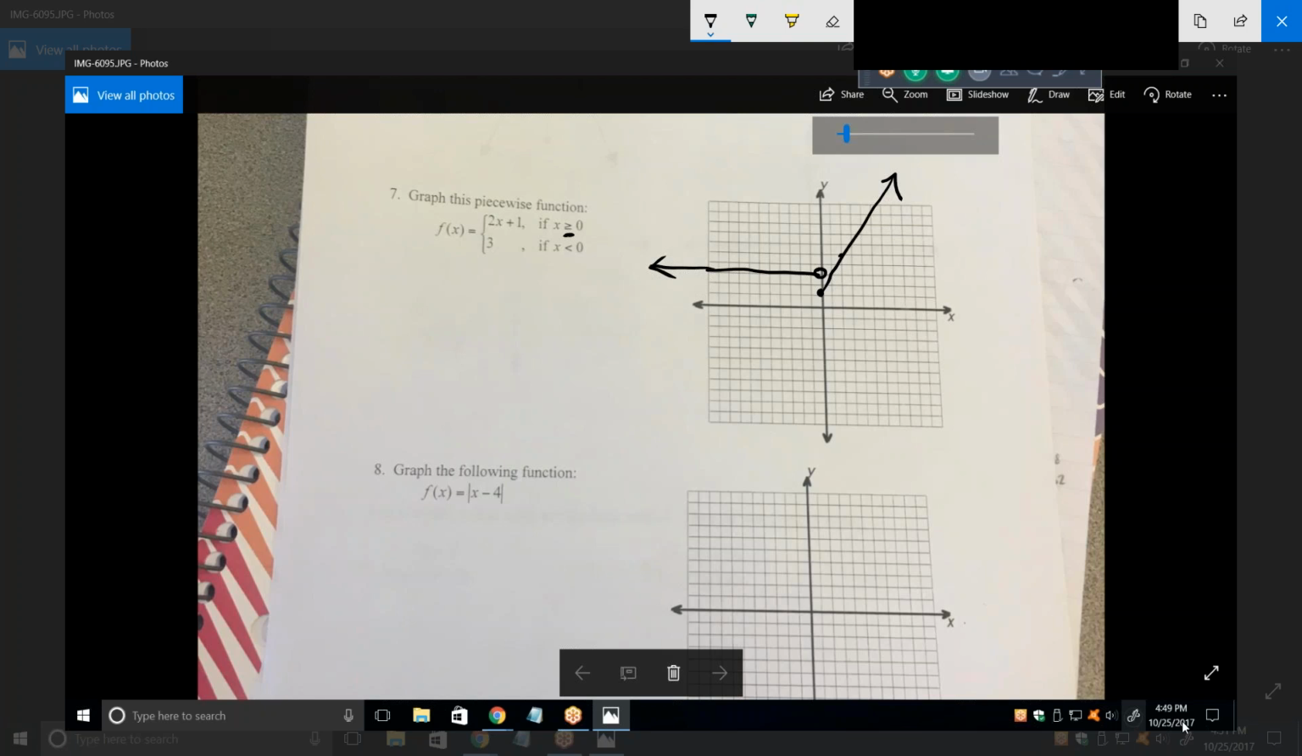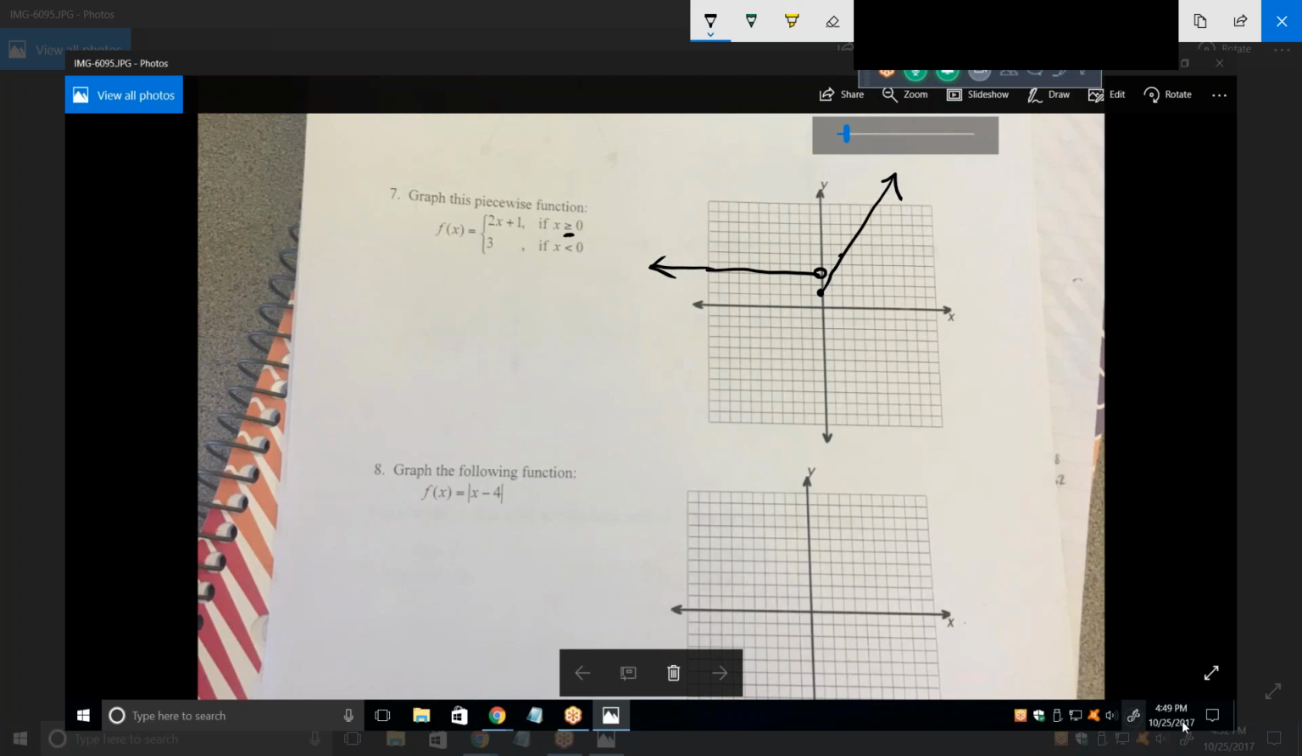Okay? f equals 3 is just a horizontal line. That's the same as y equals 3. And the other one is a straight line, but with slope. Do you have any questions on that? No, I don't think so.